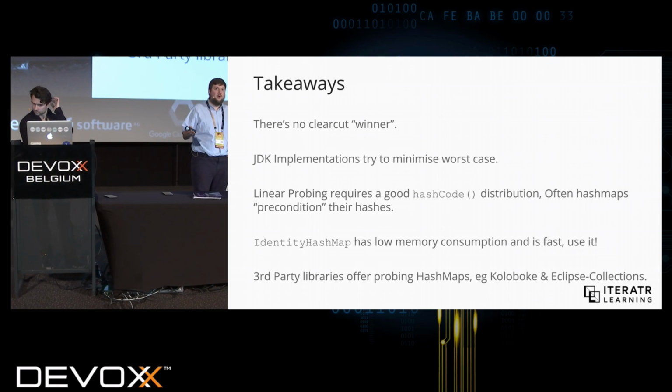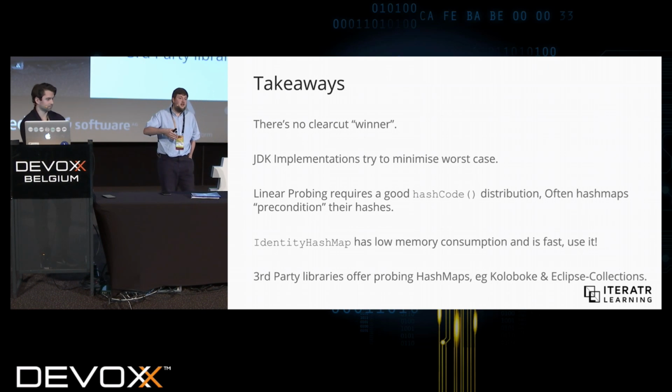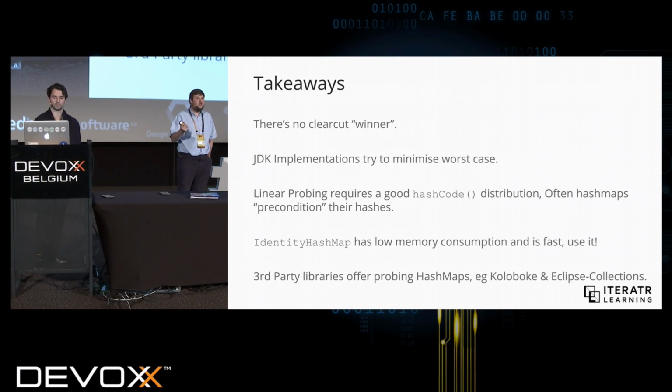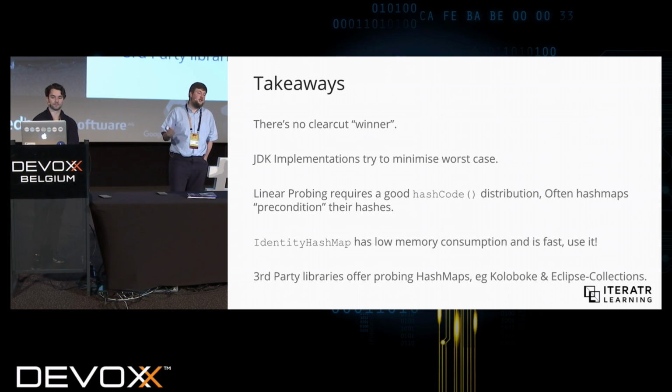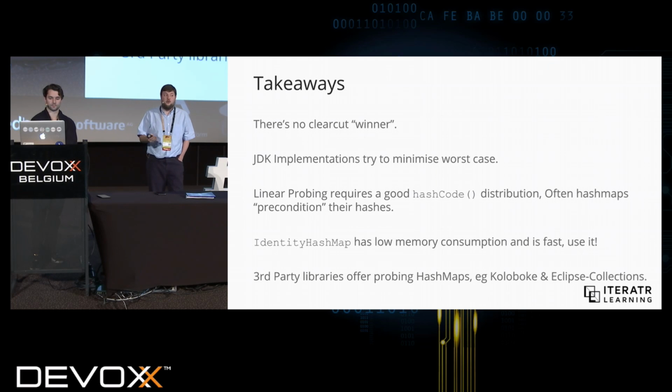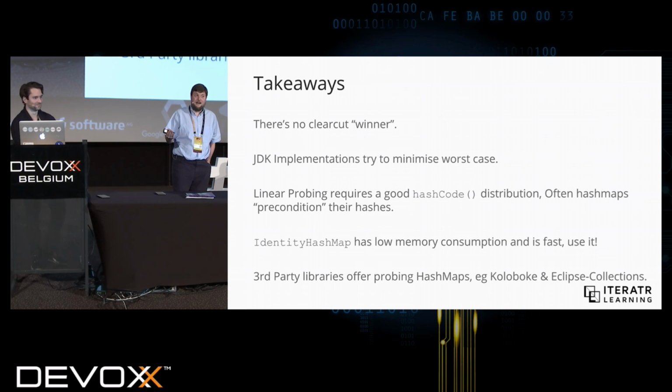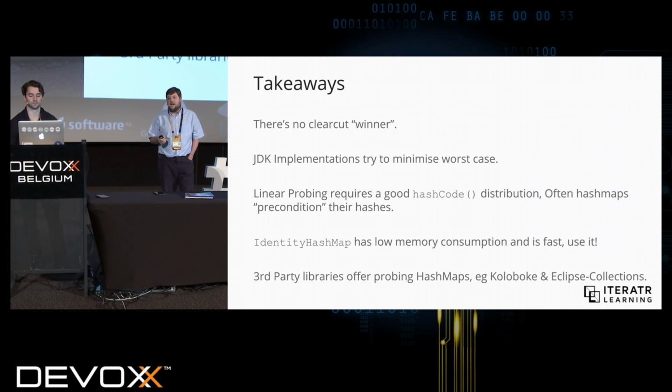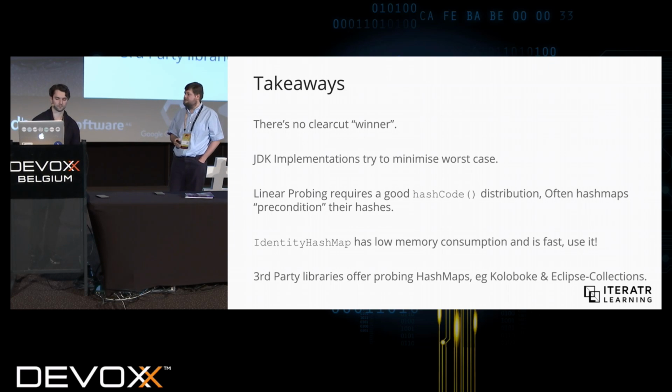But really, there's no clear-cut winner. The JDK implementations generally try and trade off the worst-case scenarios. They try and keep your worst case not so bad. If people have hash codes that always return 1, it happens, then they won't fail quite so badly. But third-party libraries often pick probing-based strategies, where you'll find they'll often win over the JDK collections if you've got smaller maps with really, really well-distributed hash codes on their keys.